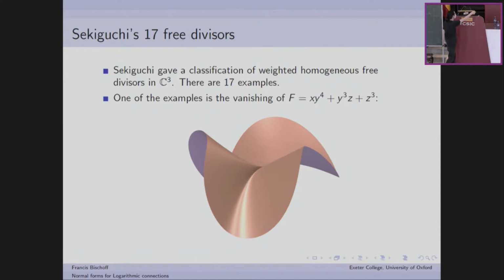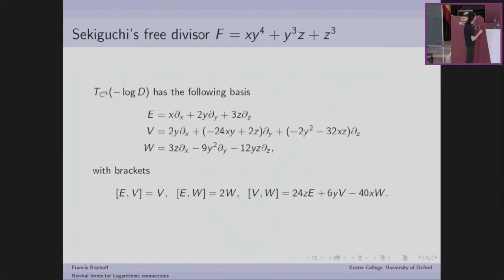Okay, so this one is given by the vanishing of this function, and it kind of looks like this. So we want to study the connections that have poles along this thing, and we're going to study them in the same method by looking at the logarithmic tangent bundle, and then looking at the connections for that. So the logarithmic tangent bundle, in this case, has this explicit basis, which satisfy these bracket relations.